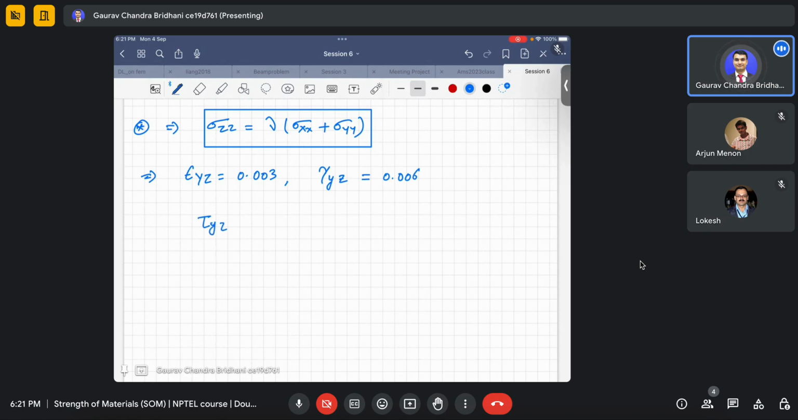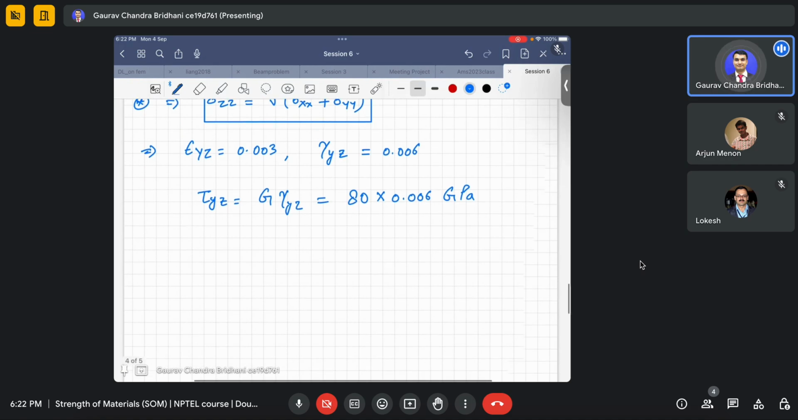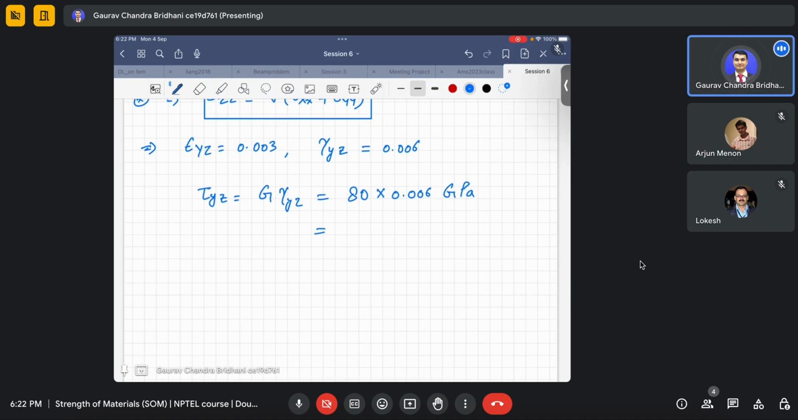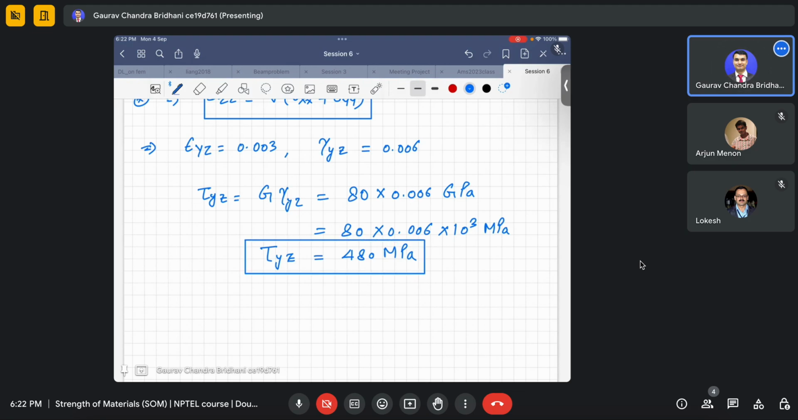So we have tau yz as G times gamma yz. G is what? For our case, G is 80. So 80 into 0.006 GPa. Remember that the unit is in GPa. So we need to bring it down to MPa, because we usually write in MPa. So 0.006 into 10 to the power 3 MPa. Megapascal, then comes the gigapascal. So this 10 to the power 3 will make this as 6. So it will become 480 MPa. That is tau yz. So we got tau yz.